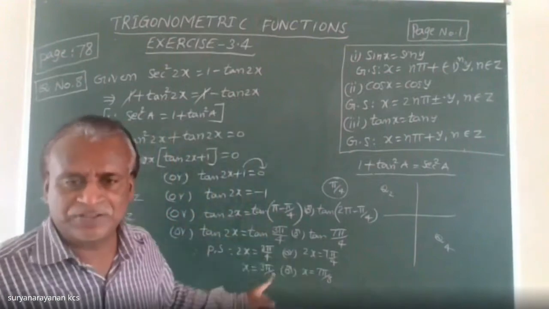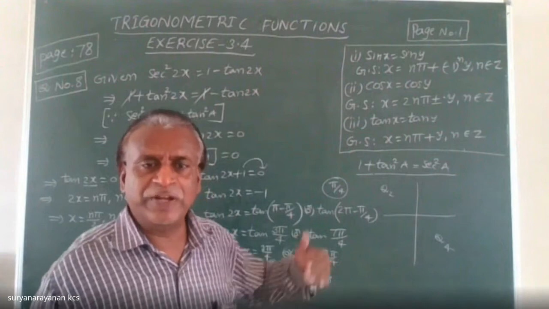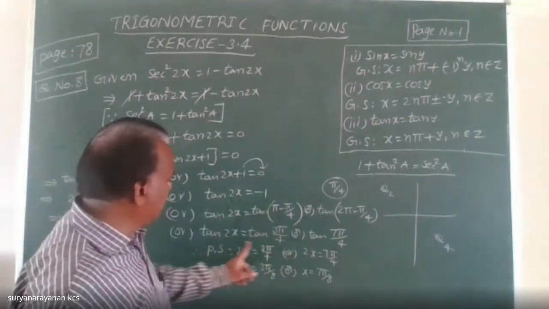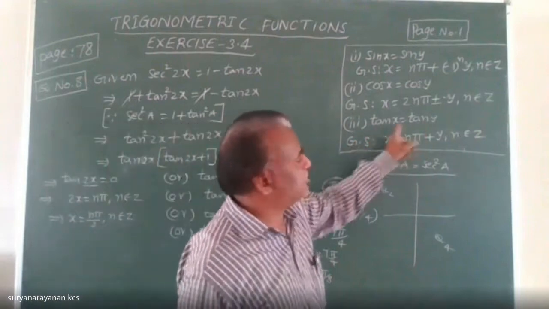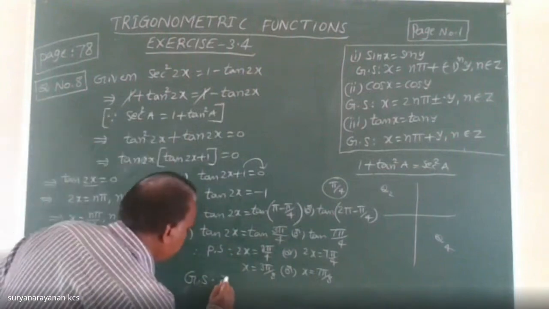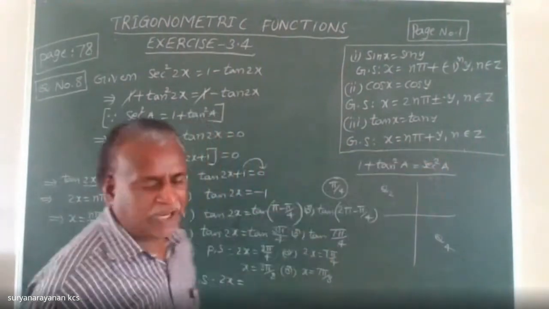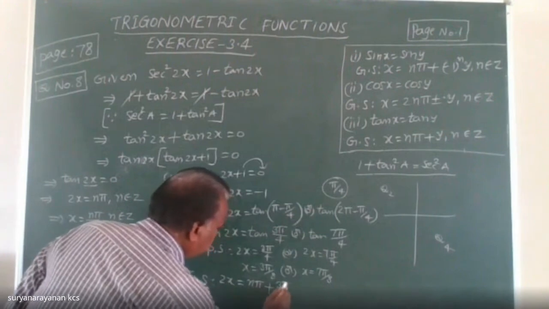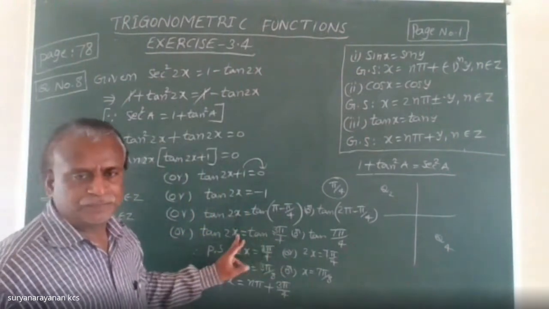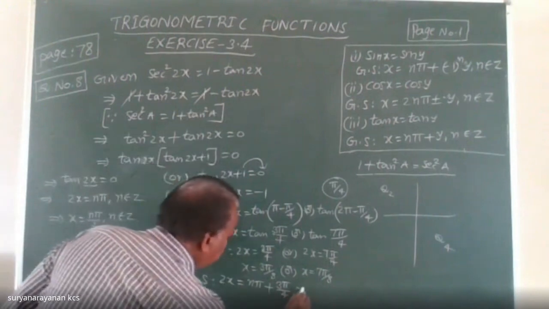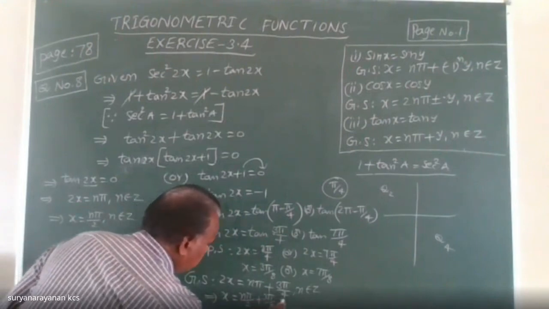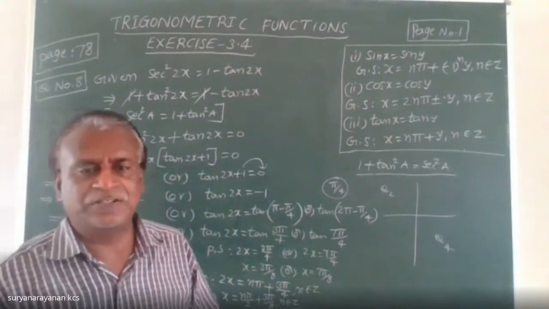So we wrote the principal solutions. We found x values. Now we have to write the general solution. What is the general solution? It is in the form of tan x is equal to tan y. Here x is 2x. Don't write x directly. 2x is equal to n pi plus y. What is y? 3 pi by 4. Where n belongs to z. So x is equal to n pi by 2 plus 3 pi by 8. This is the general solution.